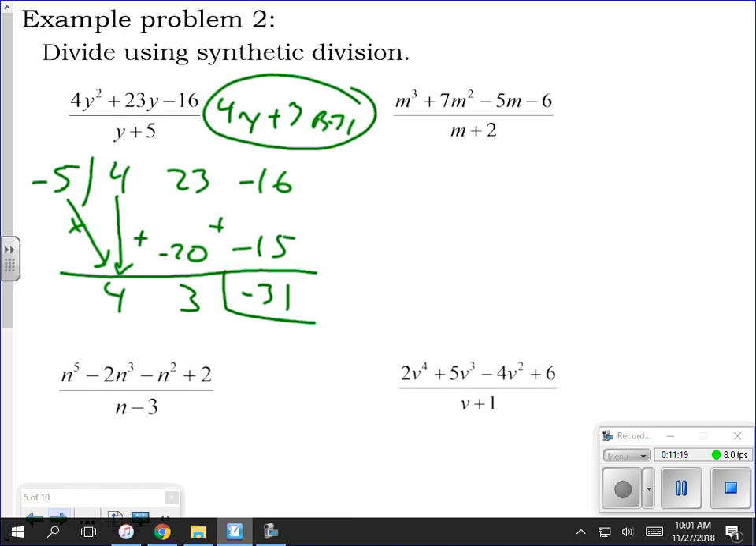First step, I'm dividing by m plus 2. So I'm dividing by minus 2. It's always the opposite of what I have. Remember, this only works if I have a single variable to begin with. 1m, 1v, 1x, 1r, 1 whatever.